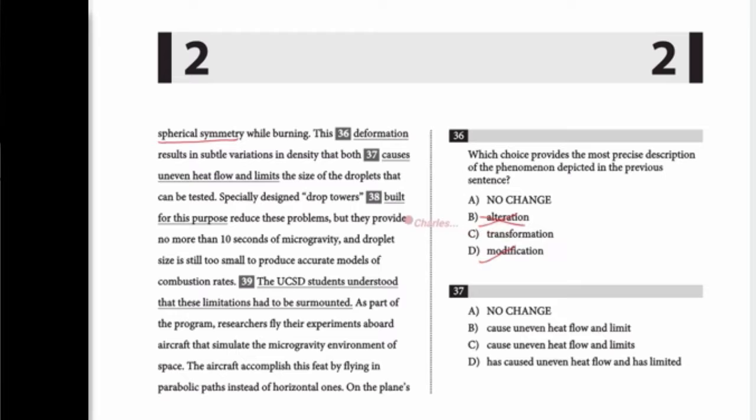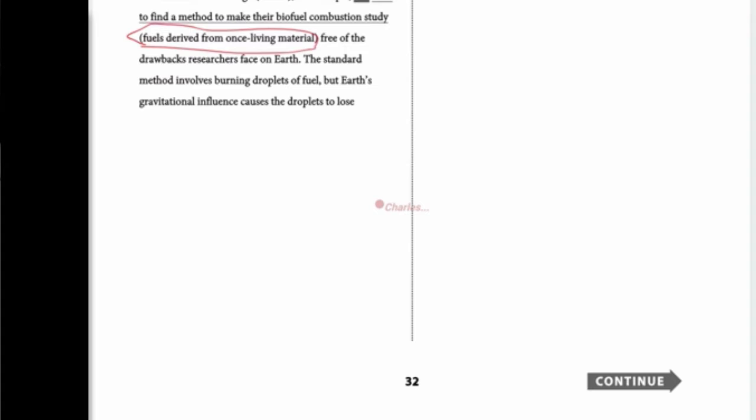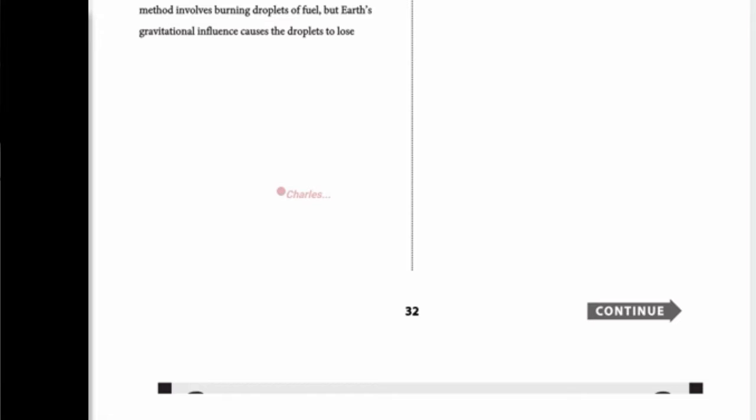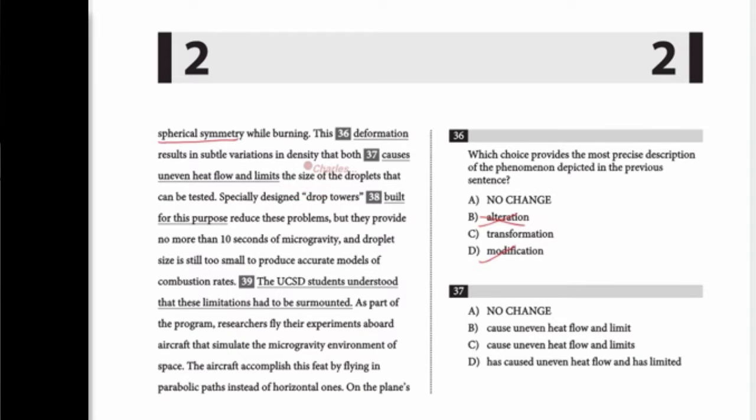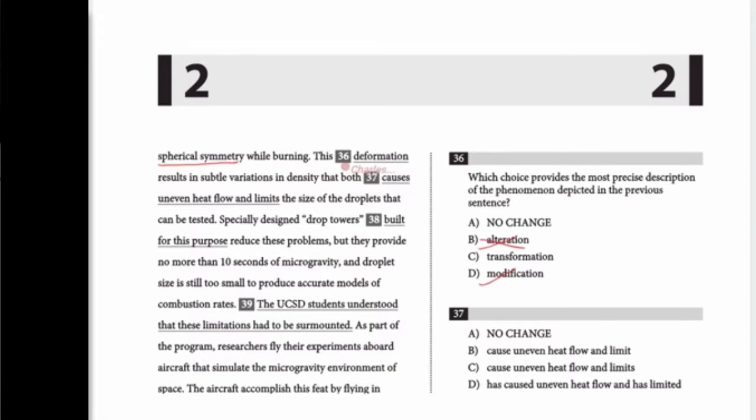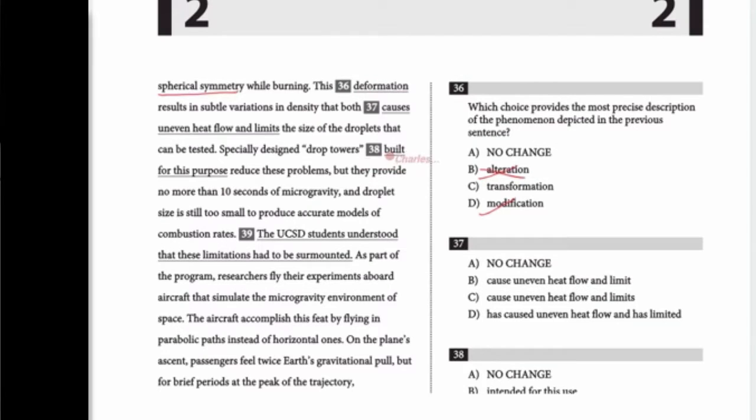This deformation results in subtle variations in density. Could it be a transformation? The method involves burning droplets of fuel. So Earth's gravitational influence causes the droplets to lose spherical symmetry while burning. It is a deformation, right? The droplets lose symmetry. This deformation results in variations in density. Yep, I would say A, deformation, okay? Not alteration, modification, or transformation.